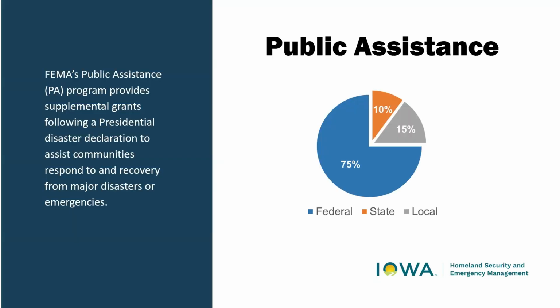The Public Assistance Program provides grants to assist communities to respond to and recover from major disasters or emergencies. The funding cost share is 75% federal share, 10% state share, and 15% local applicant share.